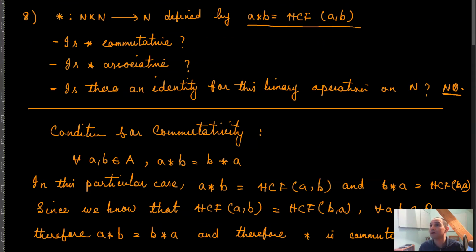In the solution, the way that they have answered the question is that an element E belonging to N will be the identity for the operation star if A star E is equal to A is equal to E star A for all A belonging to N. But this relation is not true for any A belonging to N. Thus the operation star does not have any identity in N.